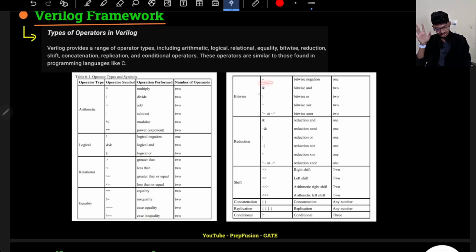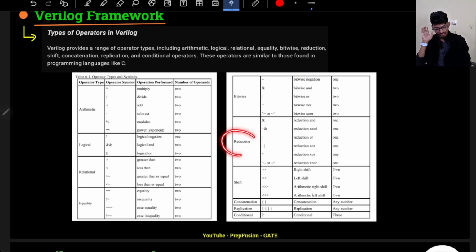Then we have bitwise. Here also we have bitwise negation, bitwise and, bitwise or. So you might have a doubt, what is the difference between logical negation and bitwise negation? Bitwise operators perform bit by bit operation, and that is why the name is bitwise operator. Logical operators do not perform bit by bit operations. They perform a bit differently. I will explain that when that topic comes.